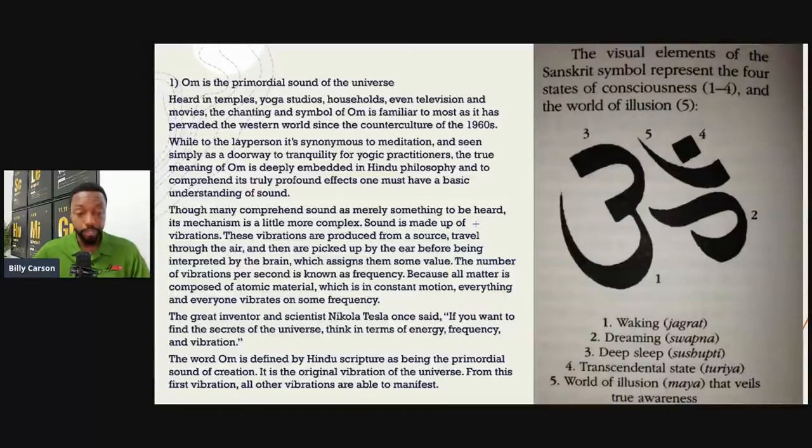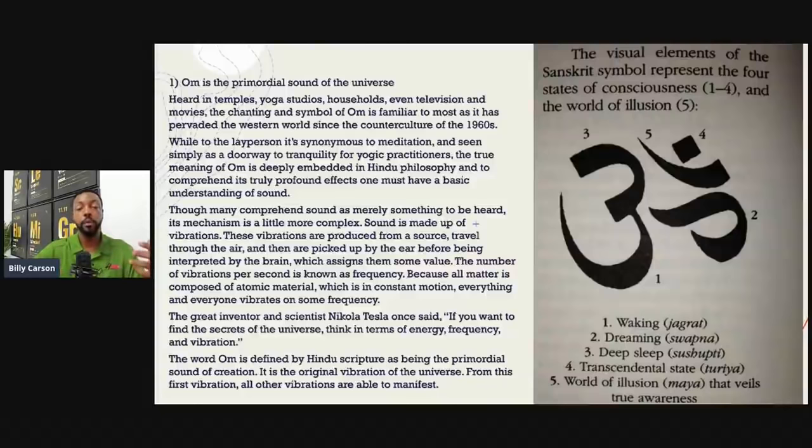From this first vibration, all other vibrations are able to manifest. Okay. So this is like the foundation stone. This is the cornerstone. This is the base from which all other vibrations can build on, which can then manifest everything into existence in the third dimension. This is amazing. This is absolutely amazing. So we're going to partake in this Om meditation.